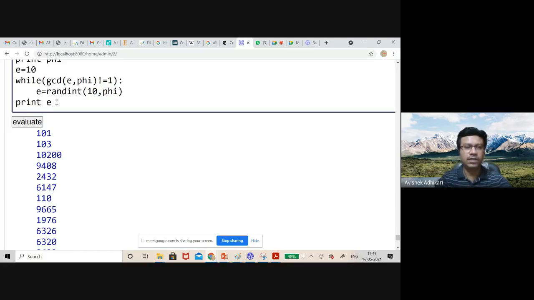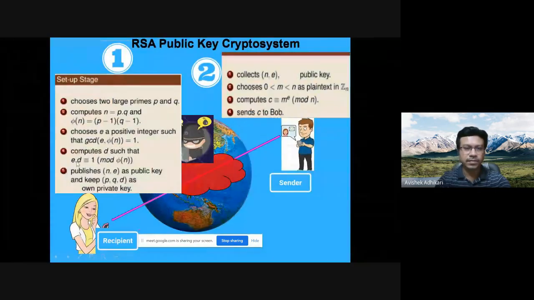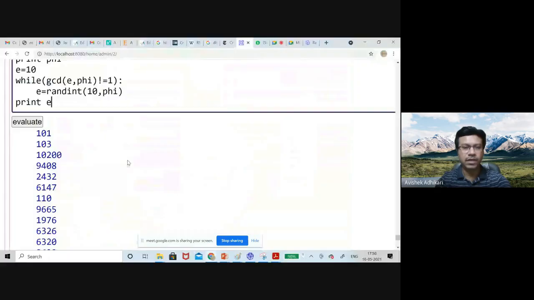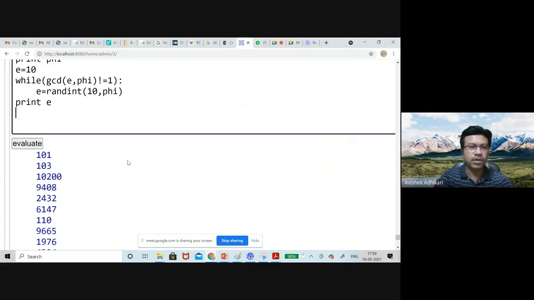Now what you basically need is a D, computed such that E times D is 1 modulo phi. So now what I'm going to do is print, maybe I can put it in this way, so that it will be useful for my, okay, I will put it down.